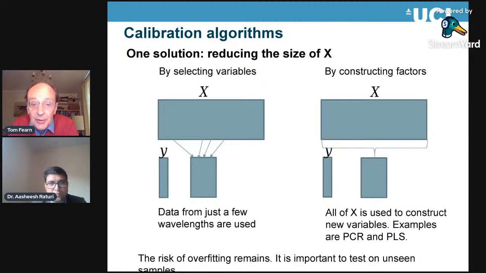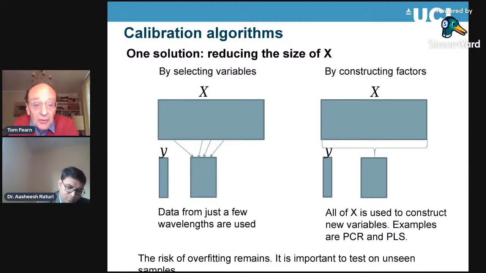What's much more common these days, because it works better basically, is something called partial least squares, which also looks at the y when it's constructing the x. So it constructs factors which both explain a lot of spectral variability, but also are going to be useful for predicting y. It's a sort of compromise between principal components and multiple regression. It constructs factors which explain x, but also explain y.